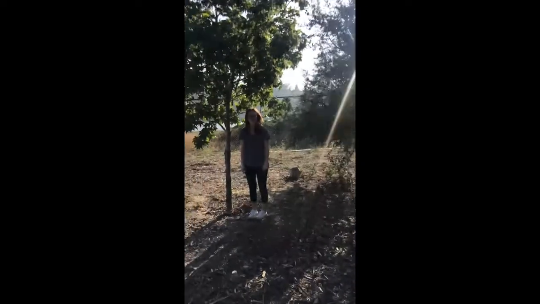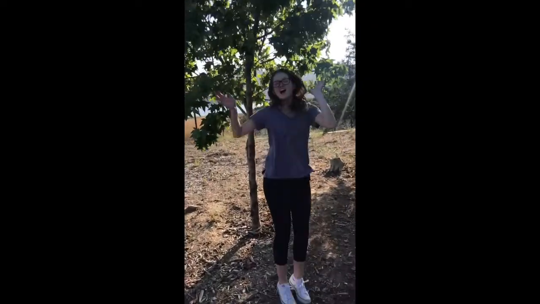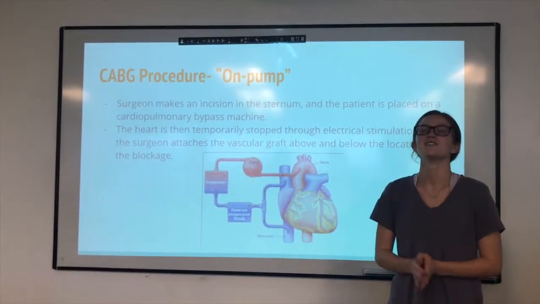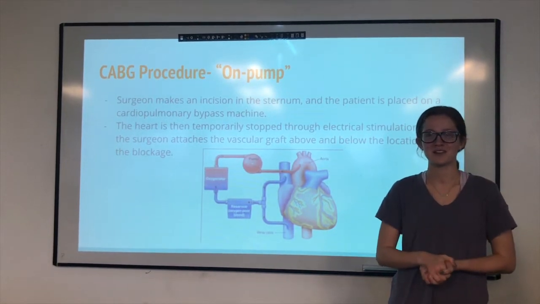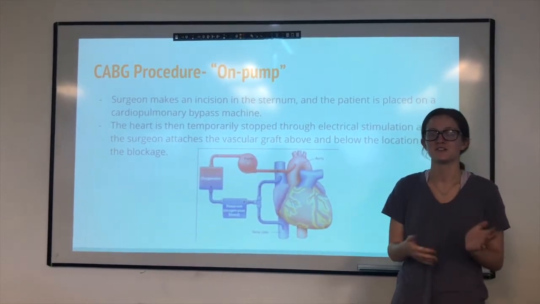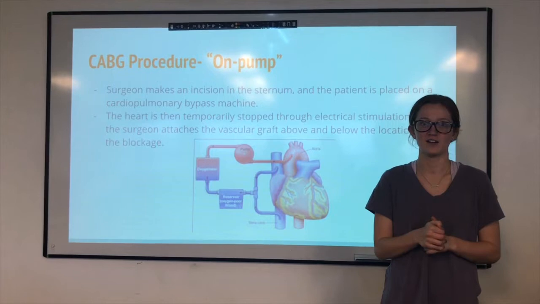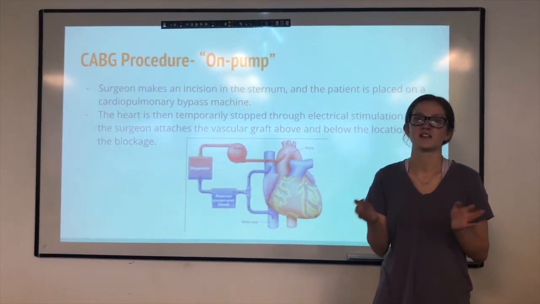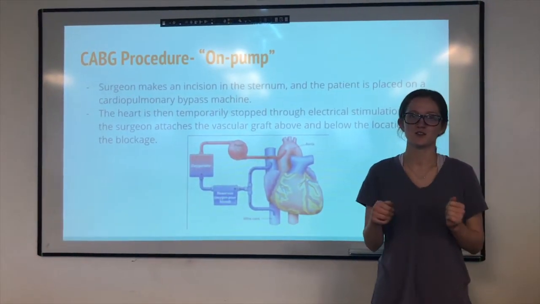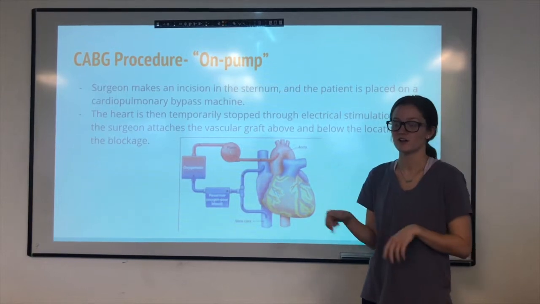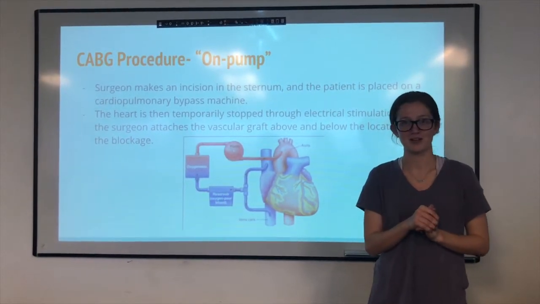Oh, look, looks like we made it to our first stop. I'm pathophysiology. So what is a coronary artery bypass graft? It's a surgical procedure done to increase the blood flow to the heart. So what it mainly entails is that the surgeon makes an incision into the sternum and then places the patient on a cardiopulmonary bypass machine.